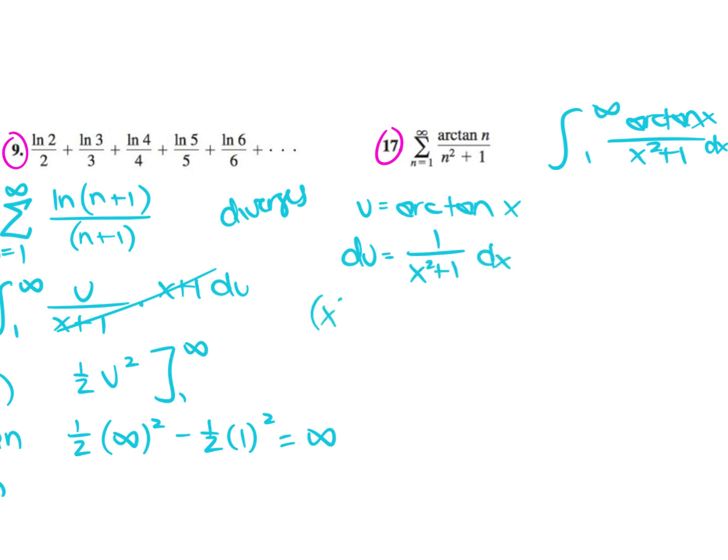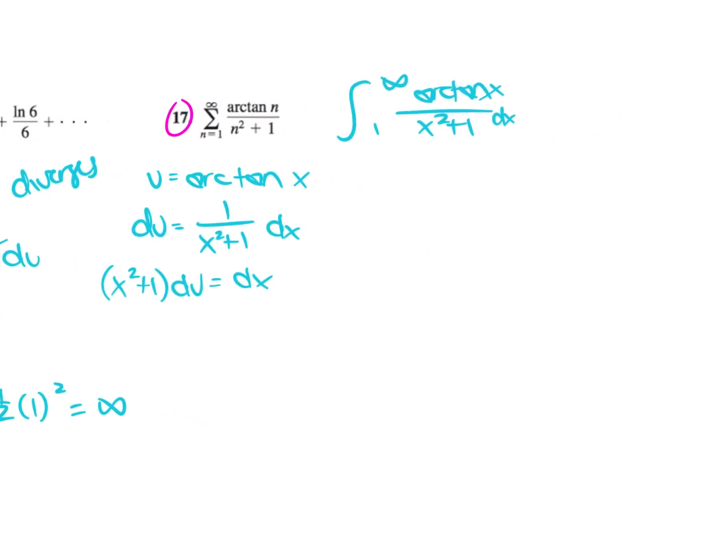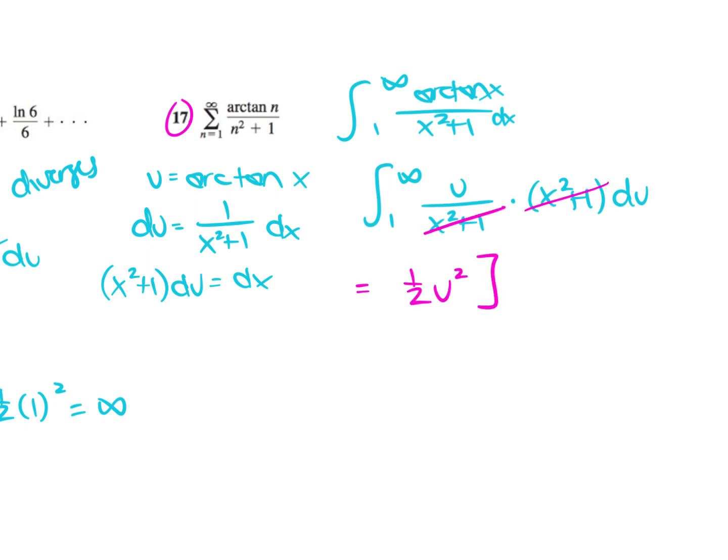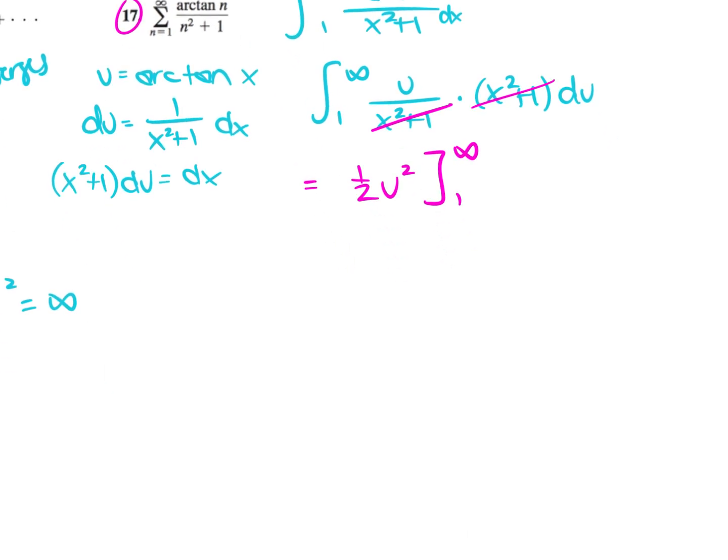So then x squared plus 1 du is equal to my dx. So this becomes the integral from 1 to infinity of u over x squared plus 1 times x squared plus 1 du. Therefore, what cancels for us? X squared plus 1. So this integrates as 1/2 u squared on the interval 1 to infinity. Therefore, this is also going to work out to infinity, which means it diverges.